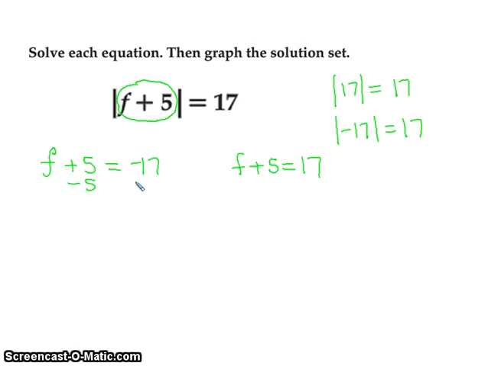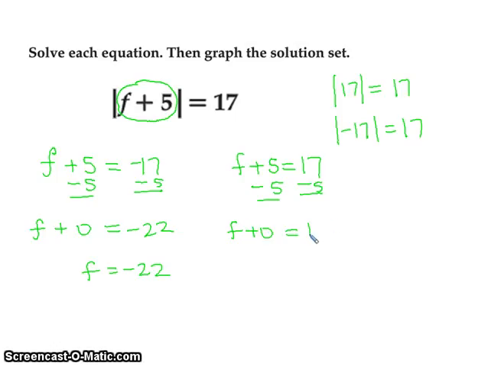So now we're just going to solve the equation. We subtract 5 from both sides. So we have f plus 0 is equal to negative 22, and f is equal to negative 22. We're going to subtract 5 from both sides, and f plus 0 is equal to 12. So f is equal to 12. And we're going to use set notation for this. So f can equal 12 or negative 22. Okay, and we use brackets that look like this so that we don't get confused thinking that this is a point on the plane or an ordered pair. So we don't use parentheses, we actually use brackets.